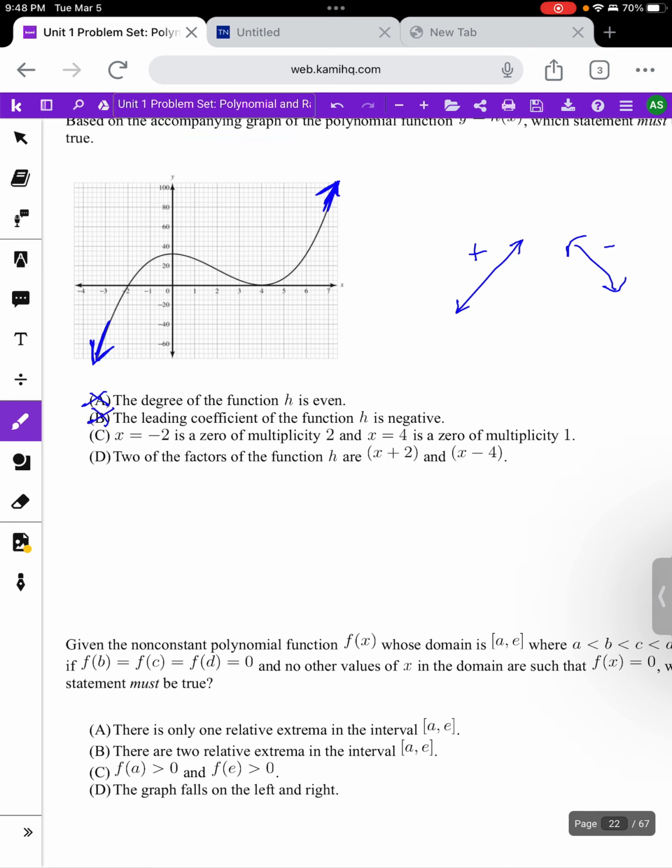X equals -2 is a multiplicity 2. So that means it has a bounce. Multiplicity means bounce. So if you need to write that down somewhere, multiplicity equals bounce. And no, this is not a bounce at 2 because it crosses the axis. Two of the factors of the function are x equals -2, or x plus 2, and x minus 4. Yes, that's true. This is x plus 2 and this is x minus 4. So D is the correct answer.